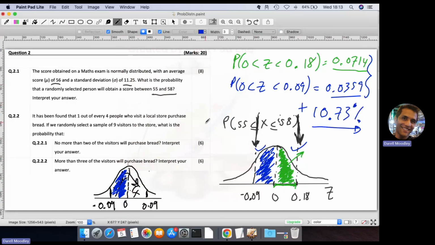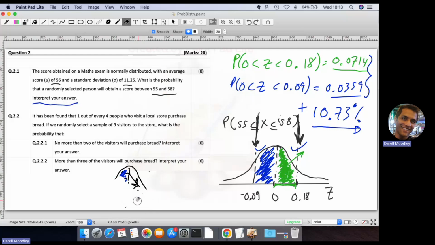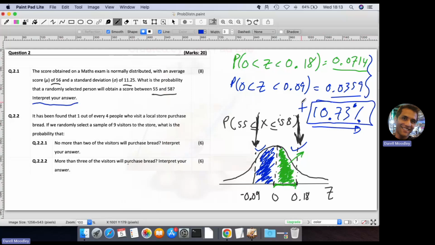And the question says, interpret your answer. So you do need to provide a statement, otherwise you lose a mark. So just remember that. You can just simply say the probability of the student obtaining a score between 55 and 58 is 10.73%. Okay, you need to write that out. All right. Remember to provide a statement when they say interpret your answer. Okay, so that's 2.1. Now let's move on to 2.2.